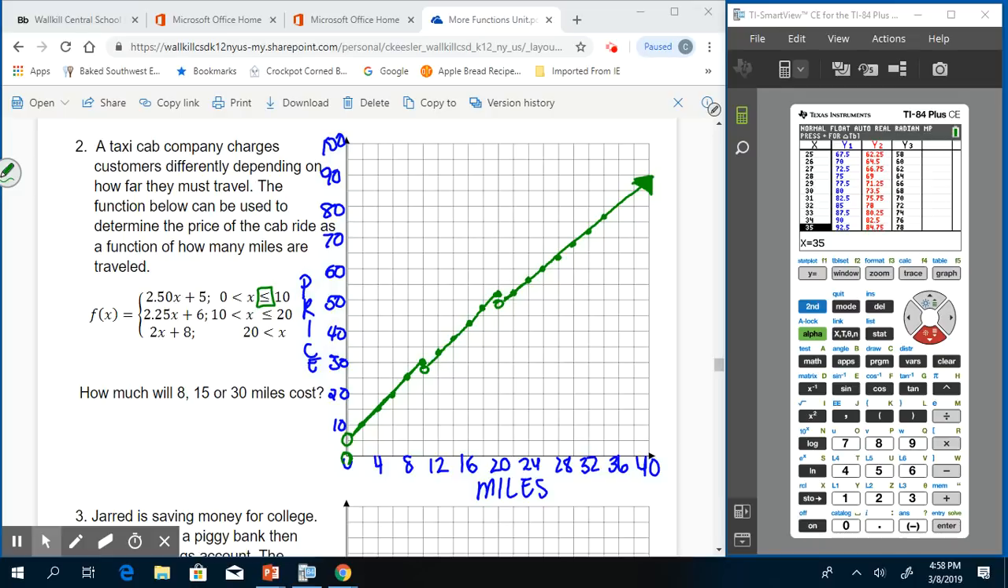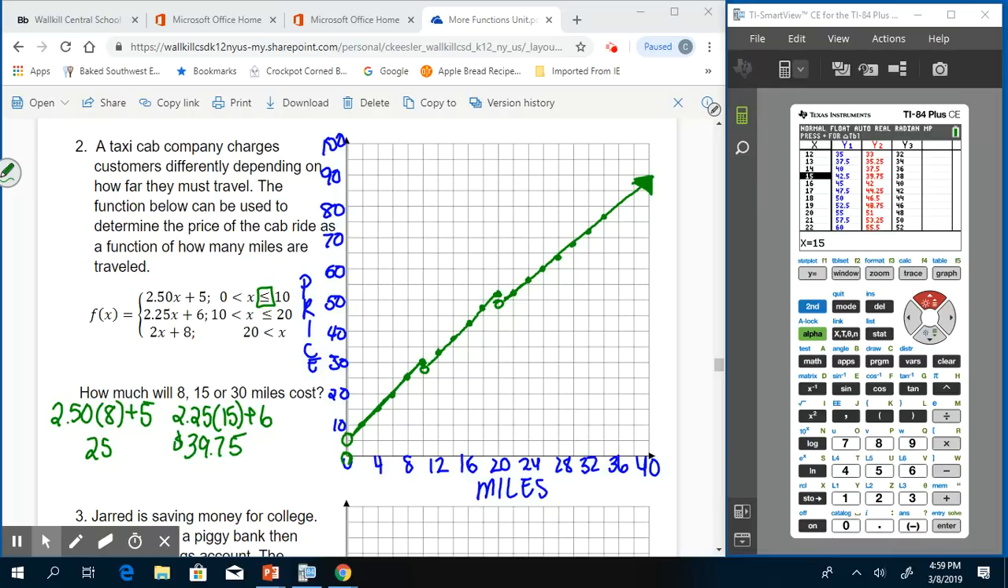So now how much will it cost for 8 miles, 15, or 30 miles? So we have 8 miles, obviously, is going to fall in the first category. So you could do 2.50 times 8 plus 5, which gives you $25. Then the next one, 15, falls into the second category. So you could do 2.25 times 15 plus 6, or look at the second category on your table at 15. So that would be $39.75.